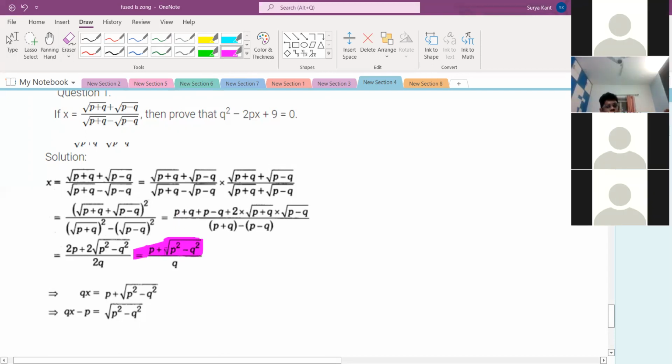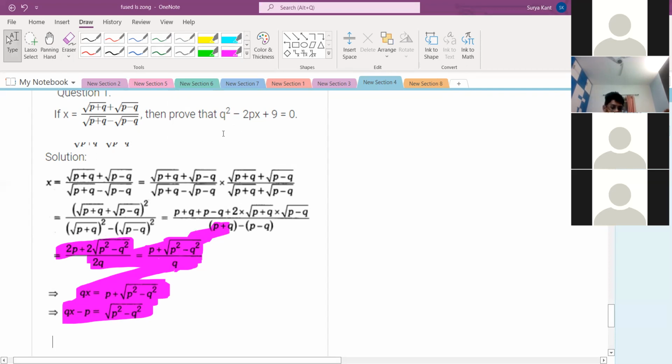See what is happening here. See this complete part. 2 we have taken common from numerator and denominator both. And 2 and 2 are cancelling out also. Now we can do cross multiplication. X is equal to there, no? The QX is equal to, you can write P plus Q square minus Q square. Is this clear or not? Yes, sir. Now it's clear. Then QX minus P is equal to P square minus Q square. That's it. Okay.